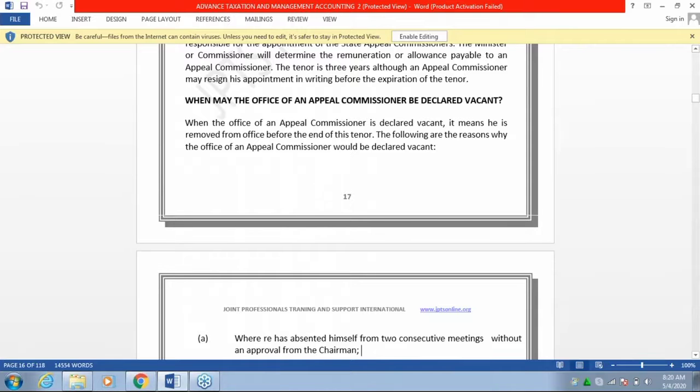When can the office of the appeal commissioner be declared vacant? It can be declared vacant when he is removed or resigned from the office before the end of his tenure. So the following are the reasons why the office of the appeal commissioner will be declared vacant.